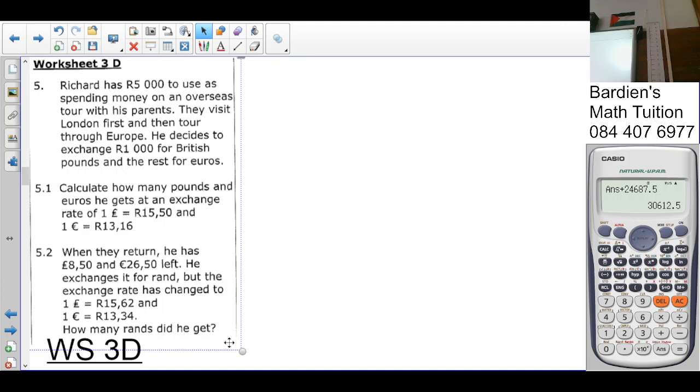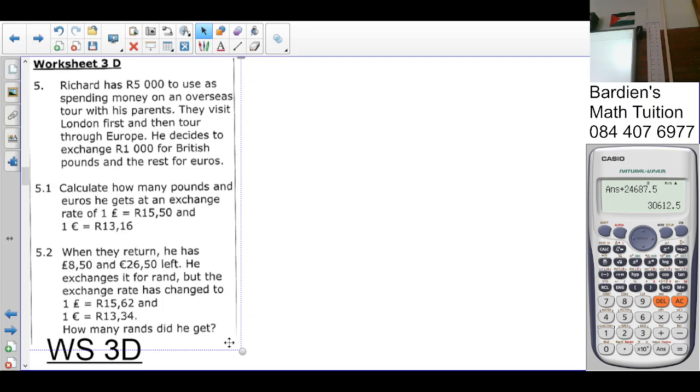Right, here we go, listen. Richard has 5,000 rand, so it's carrying on from the previous one. Richard needs a hiding. He's causing a lot of problems in our lives. But anyway, Richard has 5,000 rand to use as spending money on the overseas tour with his parents. Okay, that time Richard was young. Now he's old, so he has an old name, we were told. They visited London first and then toured through Europe.